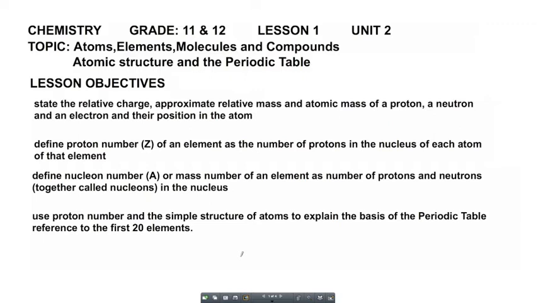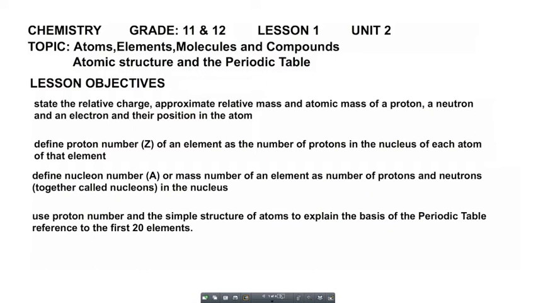that specific element. And then our second last objective is that at the end of this lesson, a learner is expected to define nucleon number, which is represented by capital A, or the mass number of an element as the number of protons and neutrons. Together, this is called nucleons in the nucleus. And then lastly, a learner is expected to use proton number and the simple structure of atoms to explain the basis of the periodic table.